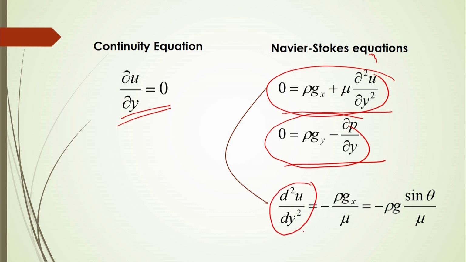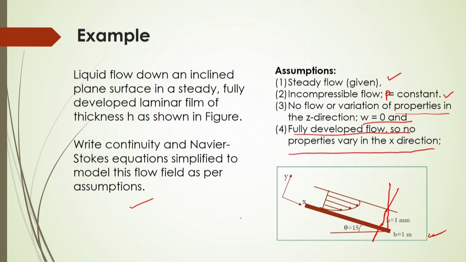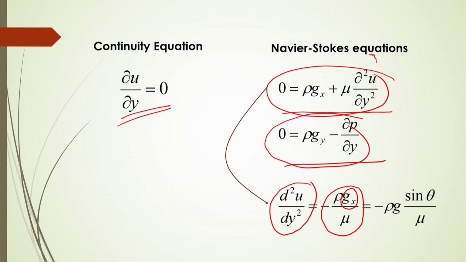So, these two equations come from the Navier-Stokes equation, and finally from this equation you can have d²u/dy² equal to minus ρg_x/μ. Now, this g_x in the x direction, as per the diagram here, we are considering the x direction parallel to the flow and perpendicular to the flow is the y direction. So, based on this, you have to calculate what the velocity components, pressure components or gravitational force components in the y direction should be.